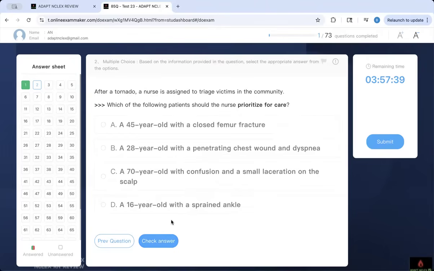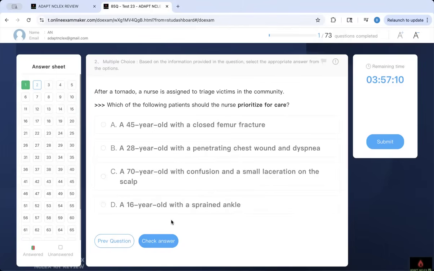After a tornado, prioritization. A nurse is assigned to triage victims in the community. Which of the following patients should the nurse prioritize for care? A 45-year-old with a closed femur fracture. A 28-year-old with a penetrating chest wound and dyspnea. A 70-year-old with confusion and a small laceration of the scalp. A 16-year-old with a sprained ankle. Be sharp when you pick your answer. That's adaptive prioritization. Pause the video, pick your answer.